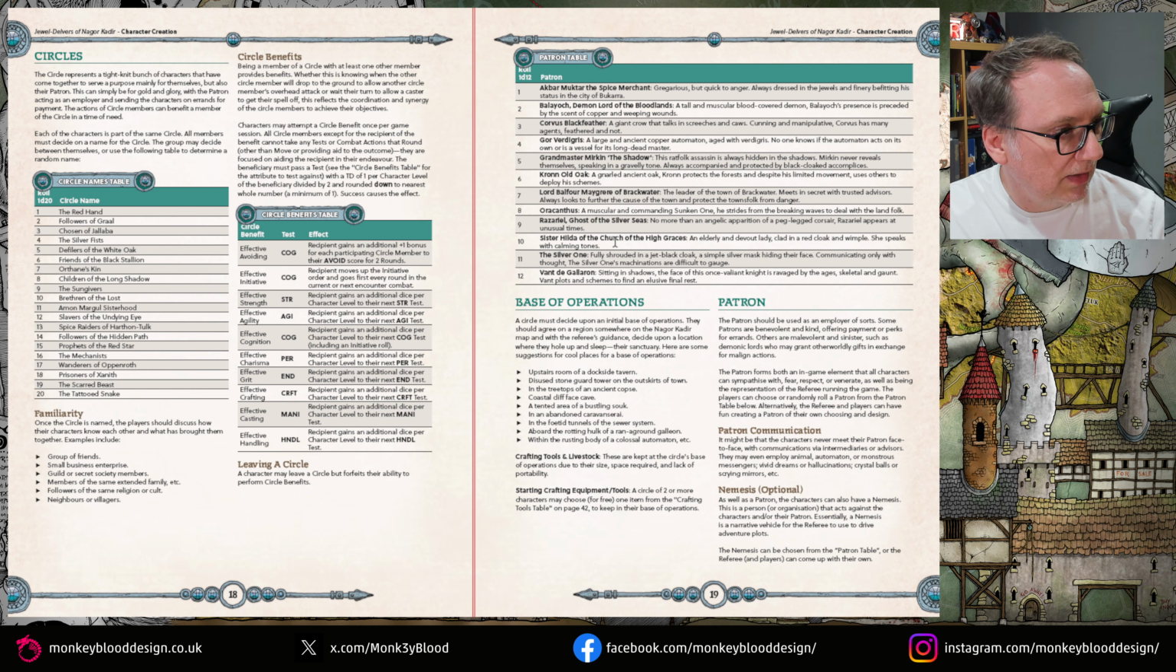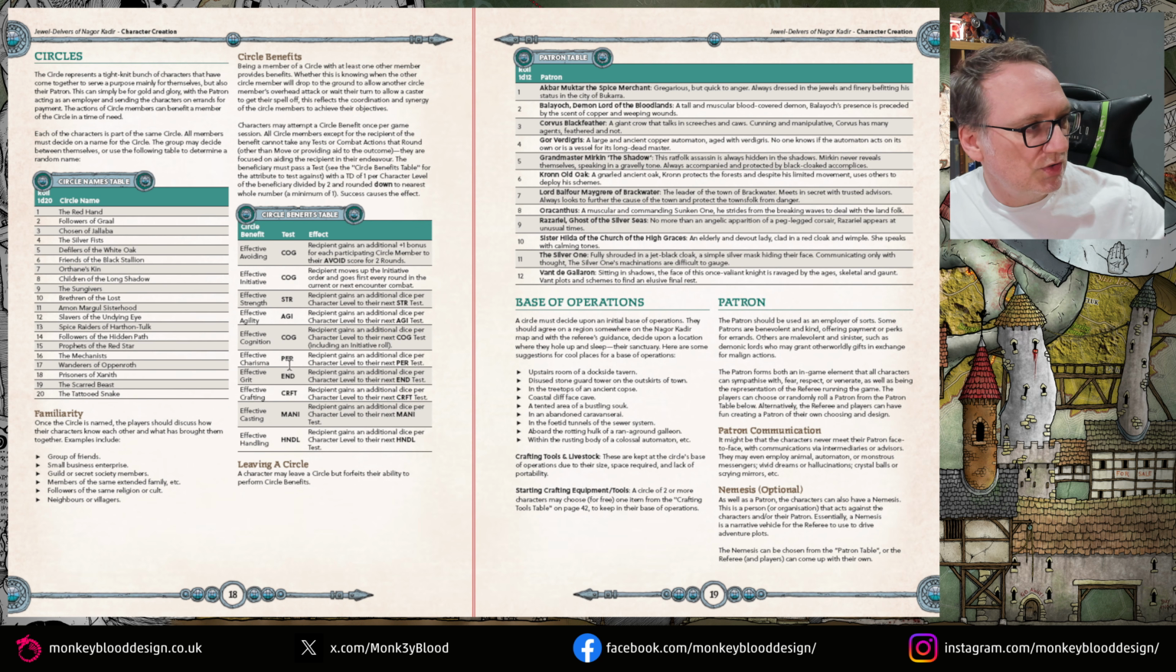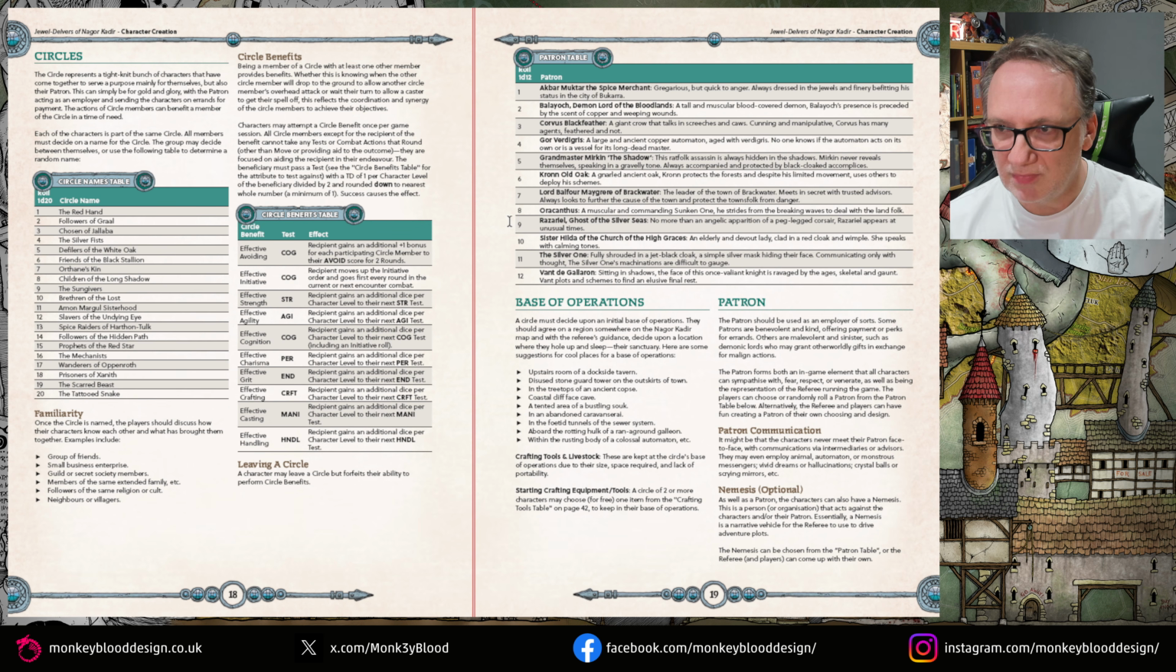So then we get on to circles. A circle is basically your party. So if you're playing with 3 or 4 characters, you have a circle, and there are some benefits that you can do as a circle on the circle benefits table. So you could do, let's say, effective strength. The recipient of the circle's actions would gain an additional dice to their next strength test.